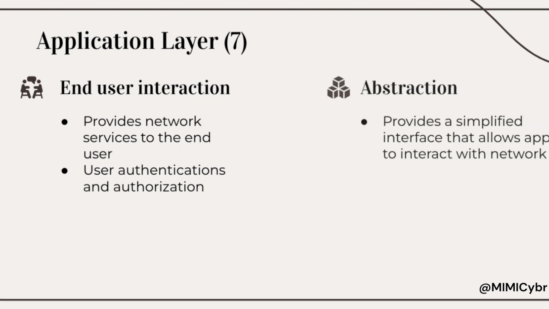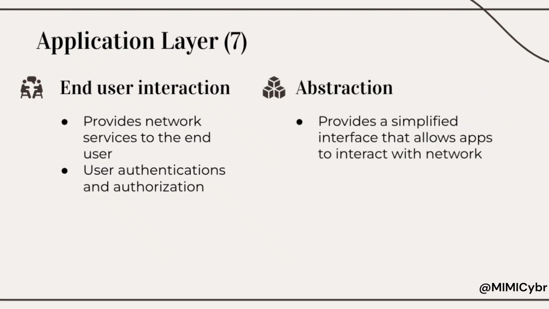The next function the application layer does is abstraction. What this means is it abstracts the complexities of the lower level protocols and network details from the end users. It presents a simplified interface that allows applications to interact with the network without needing to understand the intricacies or the complexities of the lower layers.